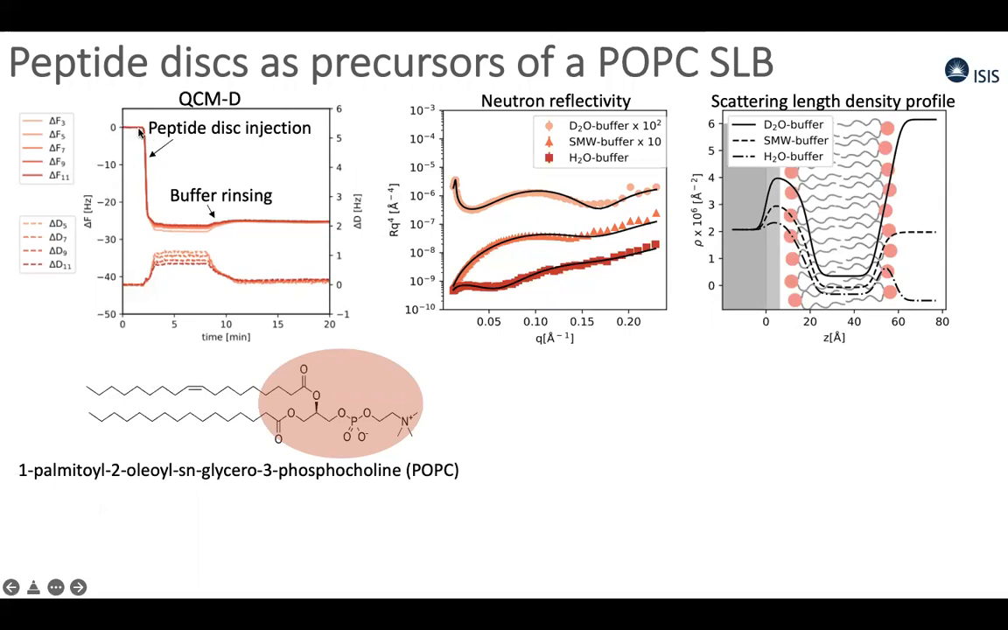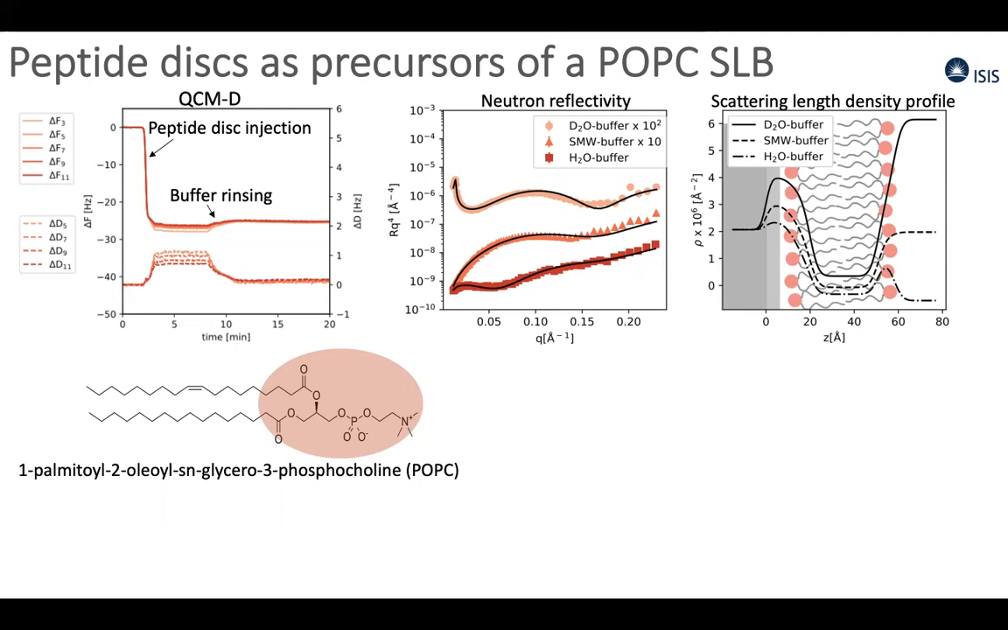So we start at 0 with the calibration value of the sensor, and then as soon as we inject the peptide disc, the frequency shift decreases rapidly, and after buffer rinsing, we have a stable value of -25 Hertz. That is the characteristic value for a supported lipid bilayer.